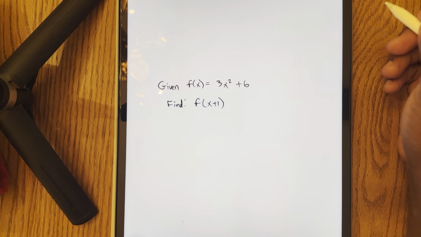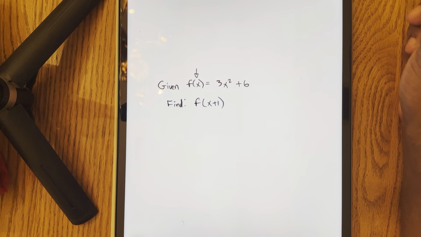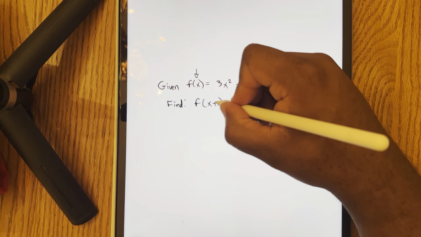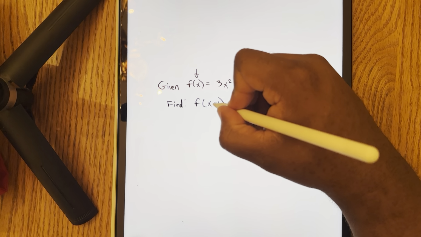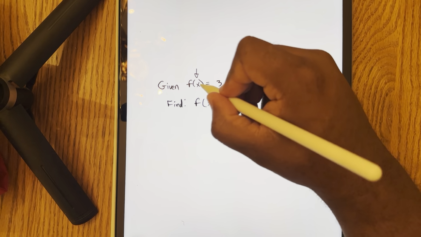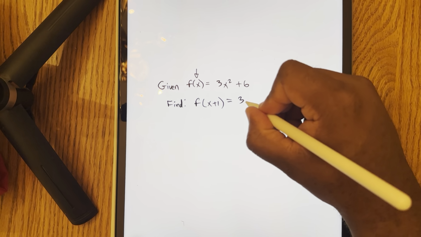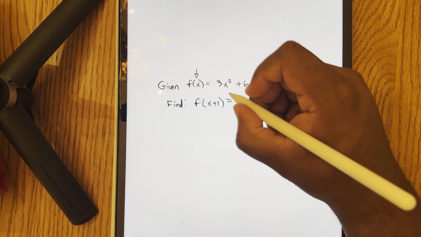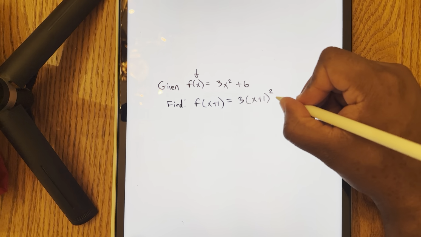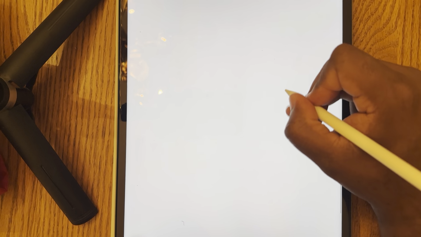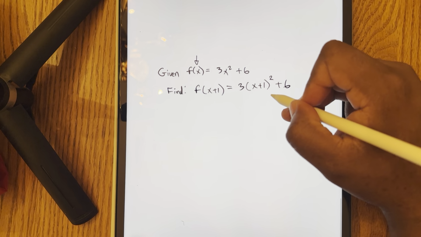So like we did before, the x plus 1 has replaced the x. And this is where a lot of students get confused because they say, well, there's already an x in this, so what's happening here? It's fine, ignore that. Treat this x plus 1 as one expression that's replacing the x. So if that's the case, then I would rewrite this statement as 3 times x plus 1 squared plus 6. Just like with the Bob example, whatever's inside the parentheses replaces your original input.